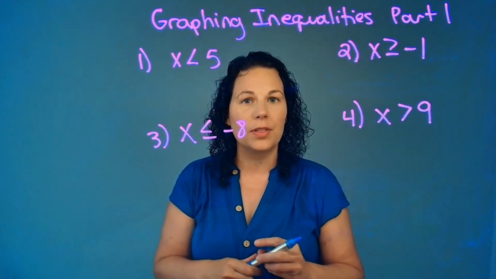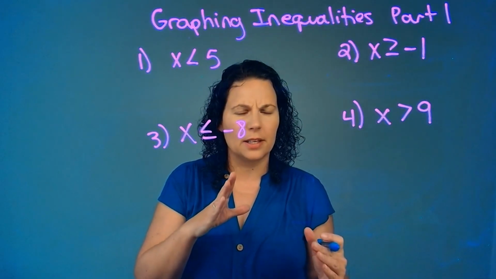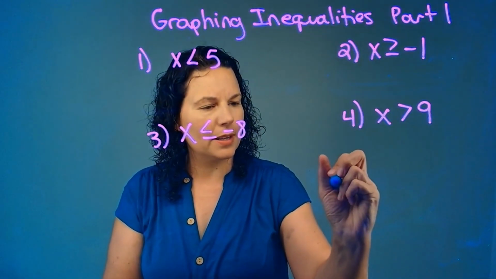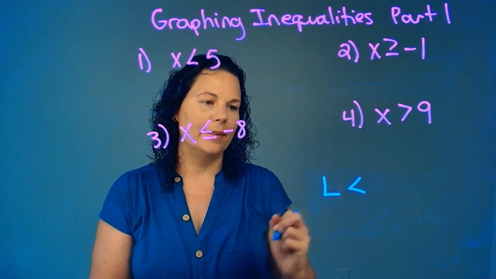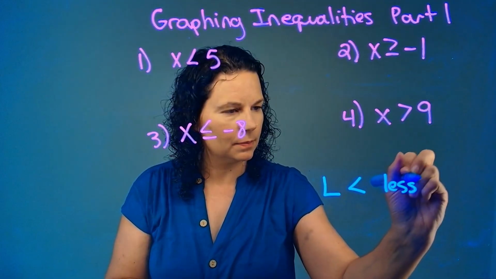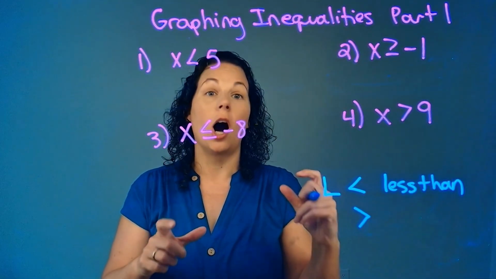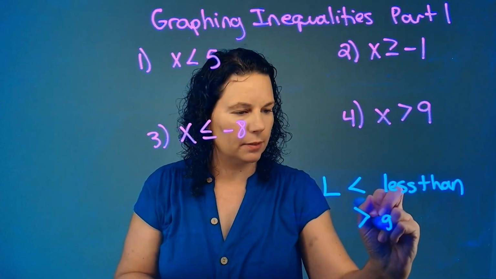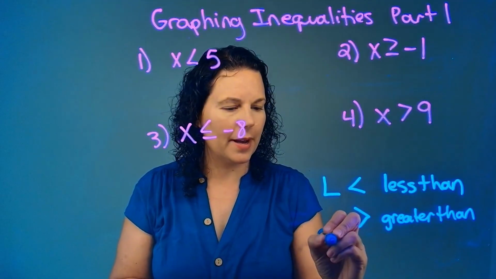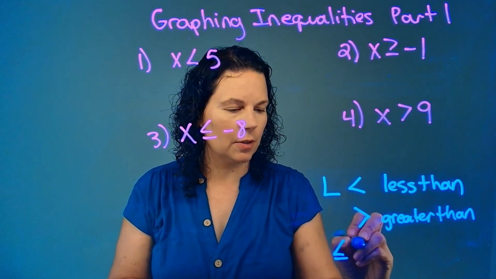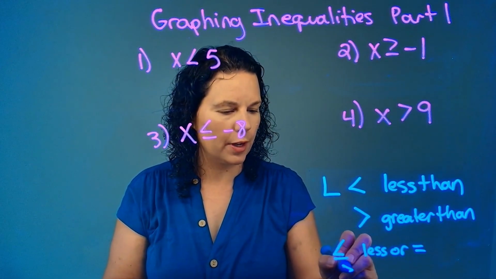So let's talk about what these symbols mean. A lot of people get confused with greater than, less than. How I think about it is the less than is kind of like a squished L. So that's less than. And then if it goes the other direction, that's not an L. That's going to be greater than. And then we can also have less than or equal to, and we can also have greater than or equal to.